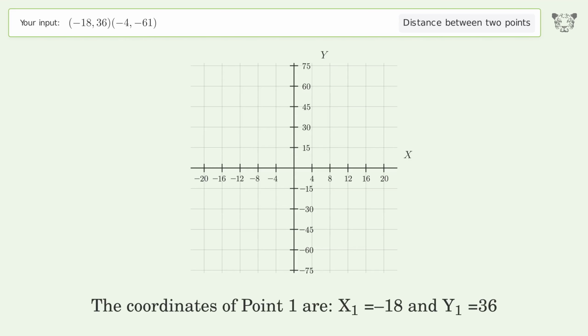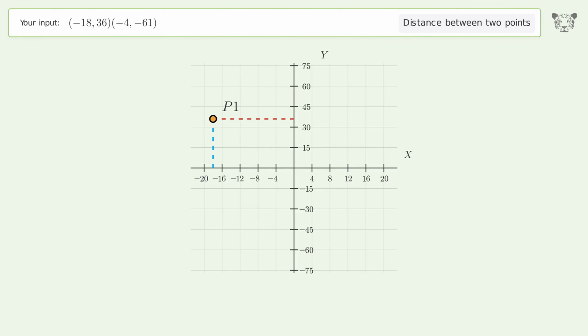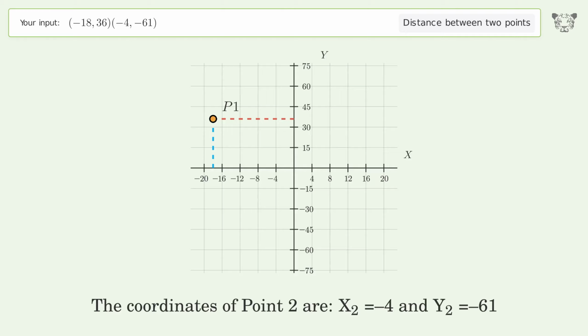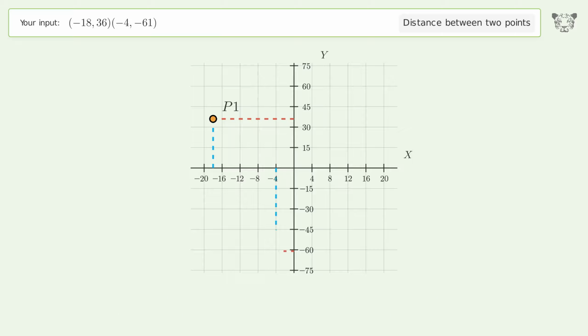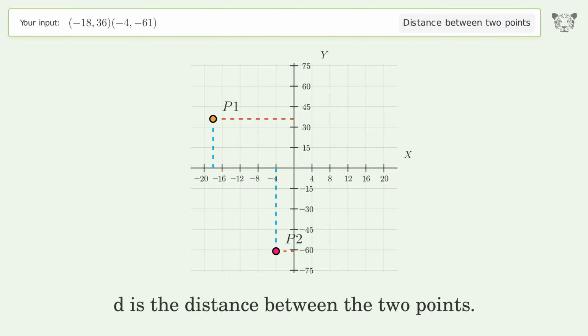The coordinates of point 1 are x1 equals -18 and y1 equals 36. The coordinates of point 2 are x2 equals -4 and y2 equals -61. D is the distance between the 2 points.